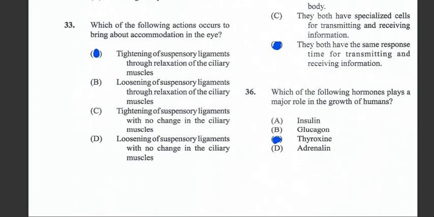Number 33 is which of the following actions bring about accommodation in the eye. So we're talking about the tightening of the suspensory ligaments through relaxation of the ciliary muscles. So for number 33 here we're talking about A. Best answer here would be A.